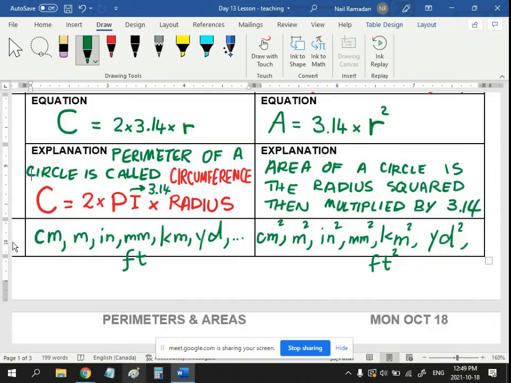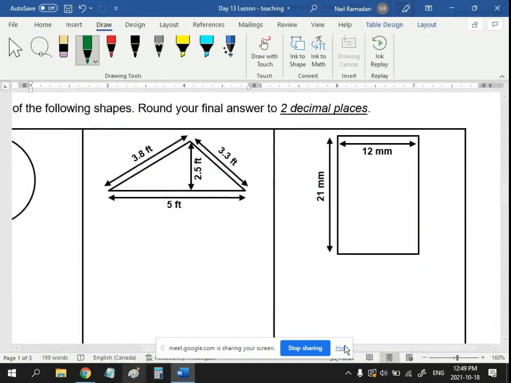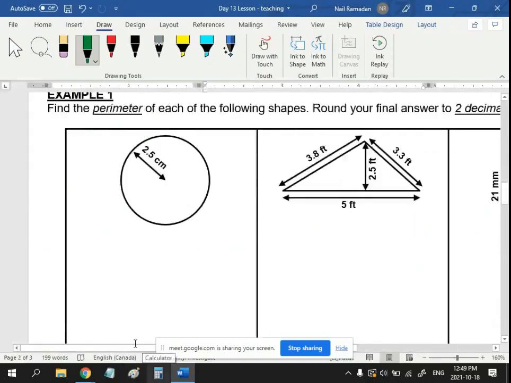Okay, everyone. Second page. Find the perimeter of each of the following shapes. What's the first shape? Great. I want you to write the name of the shape next to it. So go ahead and write circle.